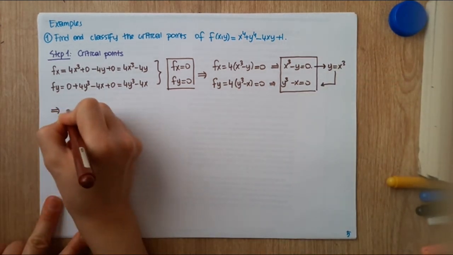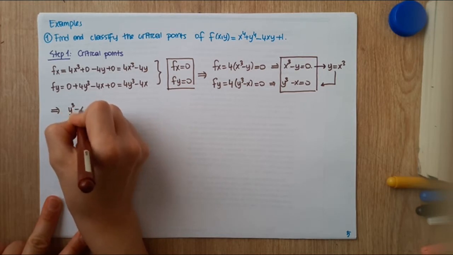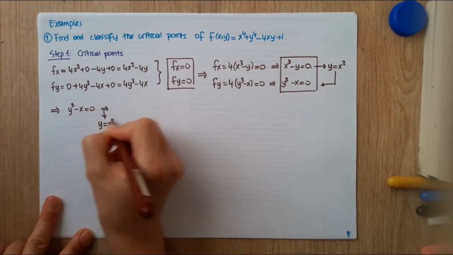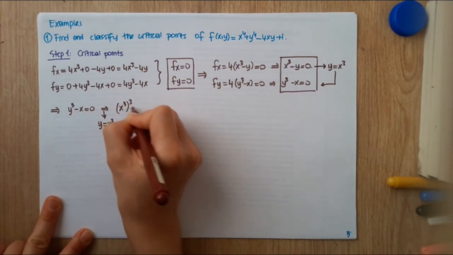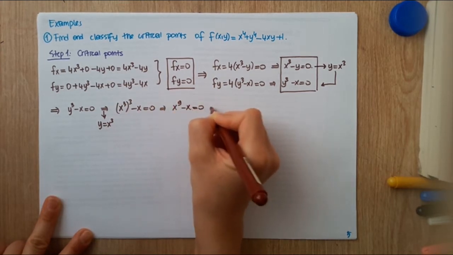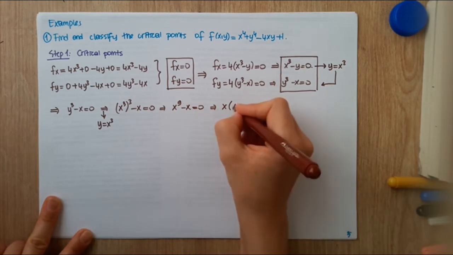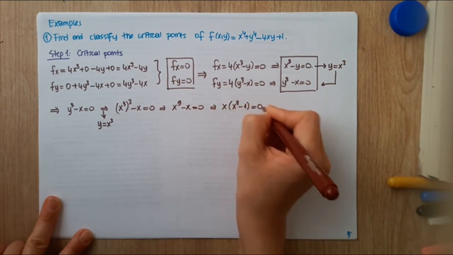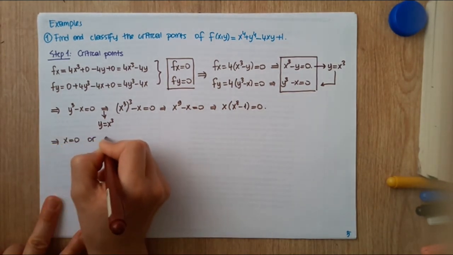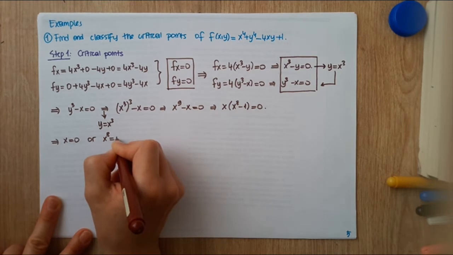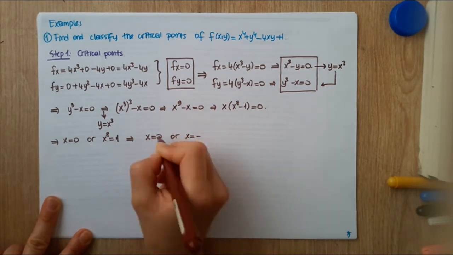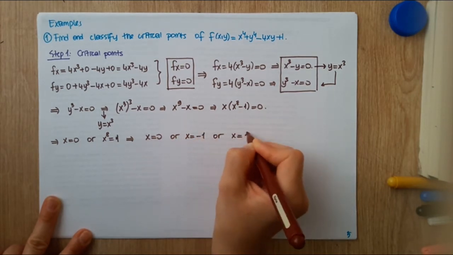So we have this y cubed minus x is 0, here y equals x cubed. So I have x cubed cubed minus x is 0. So x to the 9 minus x is 0. In the common parentheses of x, I have x to the 8 minus 1 is 0. Okay, so it says that x is 0 or x to the 8 is 1, which means x is 0 or x is minus 1 or x is 1.